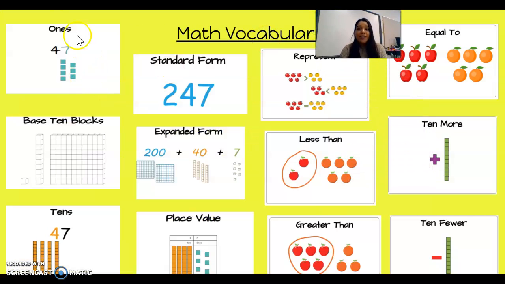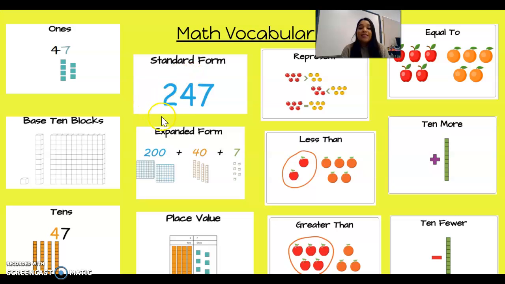Our first vocabulary word is ones. So in the number 47, we're going to look at this last digit, which is 7. And it lets us know we have 7 ones. Base 10 blocks. We have our ones block, our 10 long block, and our hundreds block. We have tens. So in the number 47, the 4 is in the tens place, so it lets us know we have 4 tens, these 4 long 10 blocks.